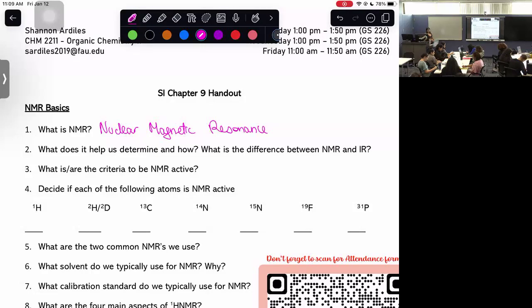Okay, now we know what it stands for, but what does it do? Specifically, why would we use NMR? It determines the unique structures of a compound. Exactly, it gives you the unique structure of compounds. Specifically, it mostly gives you the carbon to hydrogen skeleton, which is really good. So let's just write carbon to hydrogen skeleton.